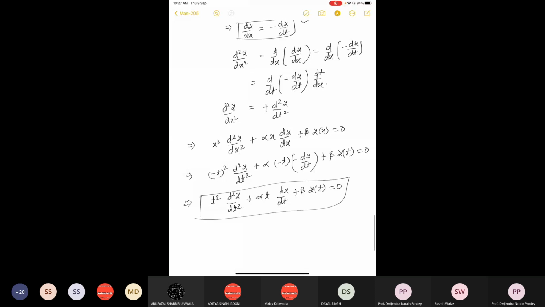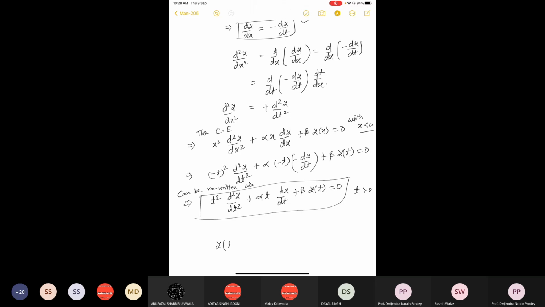So it means that the Cauchy-Euler equation, when I'm assuming that x is less than 0, can be rewritten like this, where t is greater than 0. Yes, so in this case, I can find the solution as y of t.